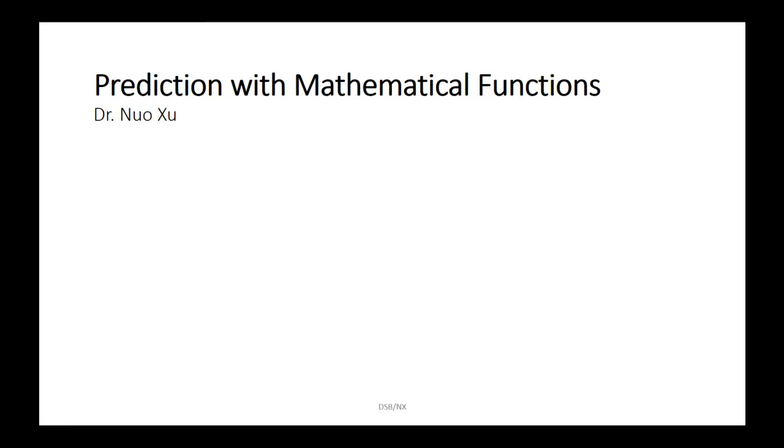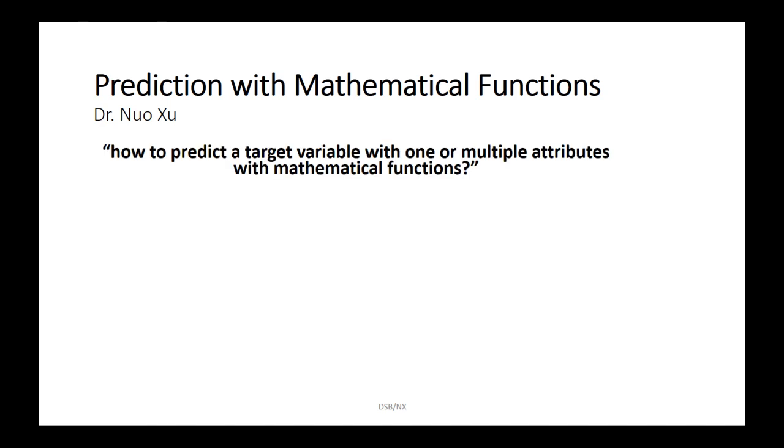A one-sentence preview of this lecture will be how to predict a target variable with one or multiple attributes with mathematical functions. The core notion underlying this lecture is parametric modeling, which consists of a number of interlocking concepts. To gain a complete understanding of them in algebraic terms is very time-consuming and can be at times quite challenging.